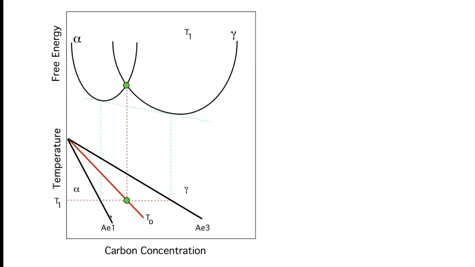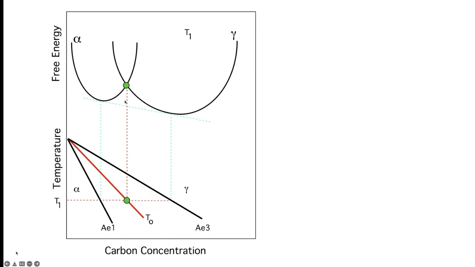Now, one thing you won't find on equilibrium phase diagrams is this point here, where austenite and ferrite of exactly the same composition also have the same free energies. So this dot, which is the intersection between these two curves, austenite and ferrite of the same composition have the same free energy. If I now plot the locus of these points as a function of carbon concentration and temperature, I get a curve which is known as the T0 curve. Now, this is an extremely important curve, all right?